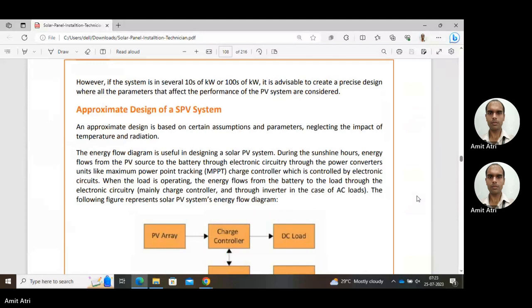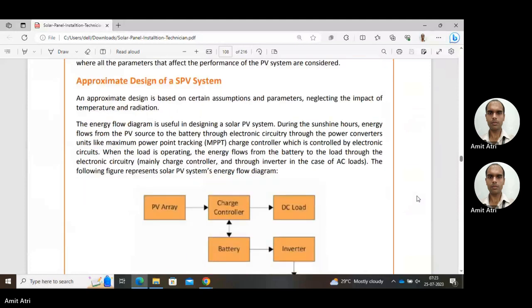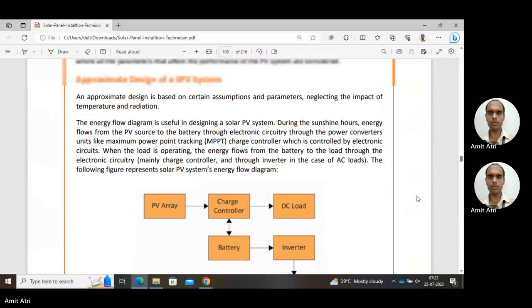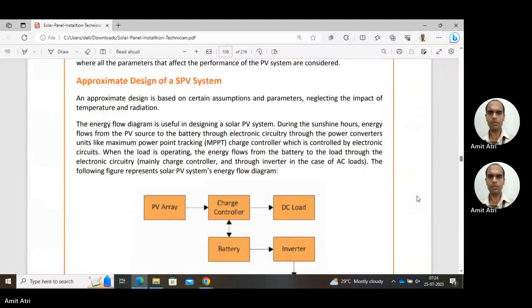Okay, so as per the size of the load, the rating of the load, we can opt for the approximate or the precise design. Now, approximate design of a solar photovoltaic system. Some of the temperature parameters we can neglect, like temperature, because we studied that when temperature increases, the electricity production decreases. So this is one parameter affecting the output from the solar PV system.